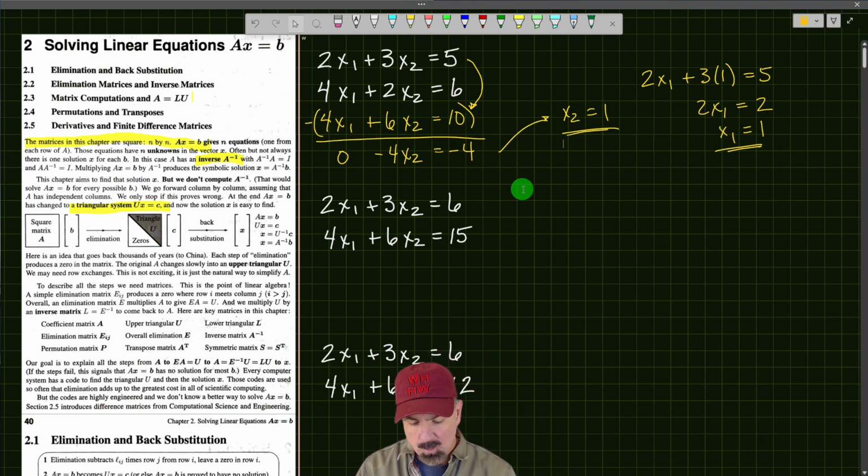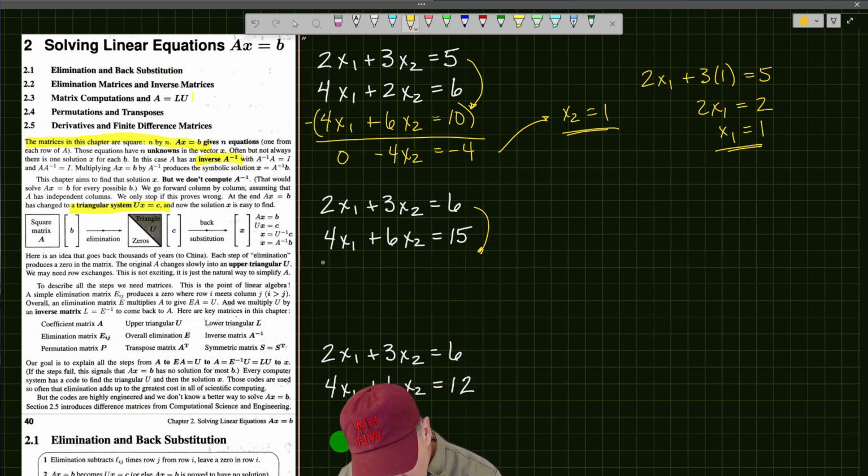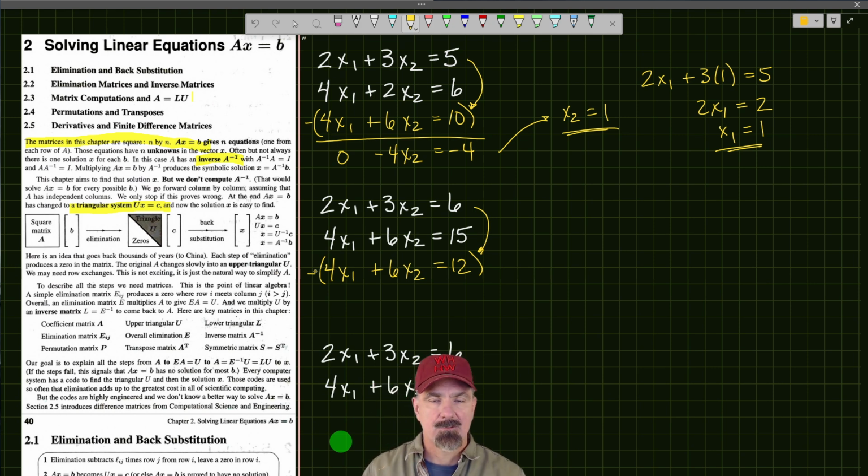Let's take a look at the next one. Same type of thing here. Again, we would multiply by negative 2 and add. And in this situation, we're going to end up with a 4x1 and then plus 6x2 = 12. And we will subtract. Subtraction is actually a key idea for this, and so we're going to continue to try to keep in our mind.